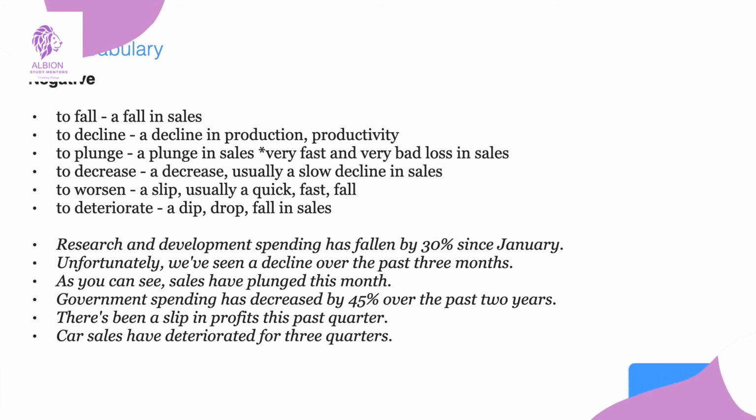Think of these phrases. Research and development spending has fallen by 30% since January. Unfortunately, we've seen a decline over the past 3 months. As you can see, sales have plunged this month. Government spending has decreased by 45% over the past 2 years. There's been a slip in profits this past quarter. Car sales have deteriorated for 3 quarters. So no good news there.